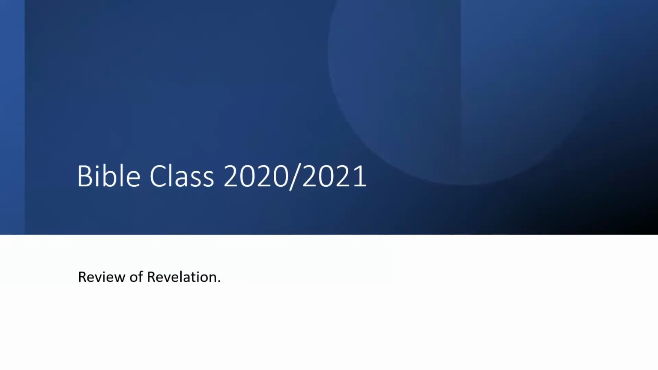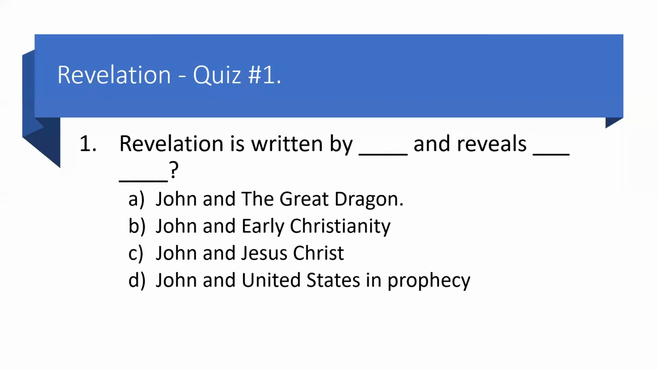Let's see if we can cover this. This is the first one I want to do. So let's take this one, right? It says here, Revelation is written by somebody and reveals something else. So which is the correct answer? A, Revelation is written by John and reveals the great dragon. Is that the correct answer? B, Revelation is written by John and reveals early Christianity. Is that the correct answer?